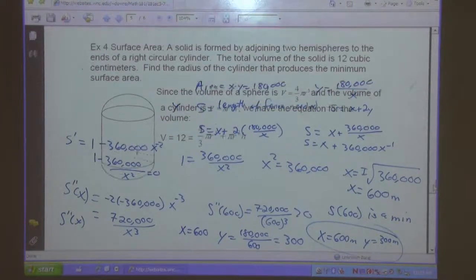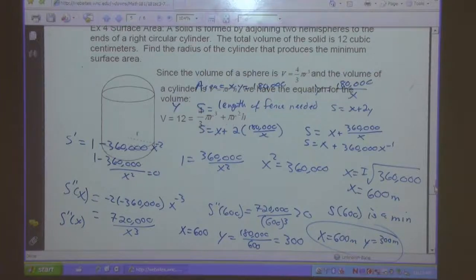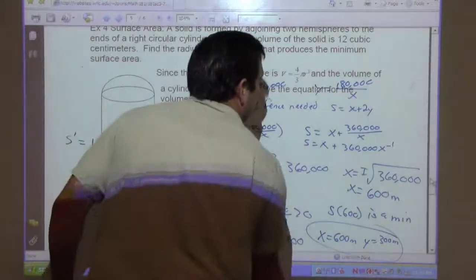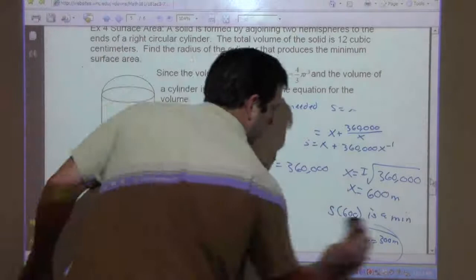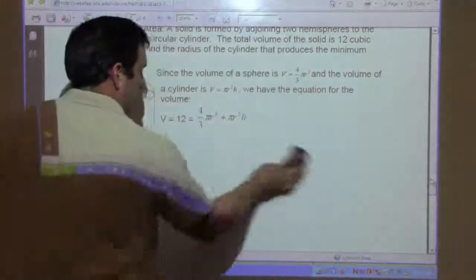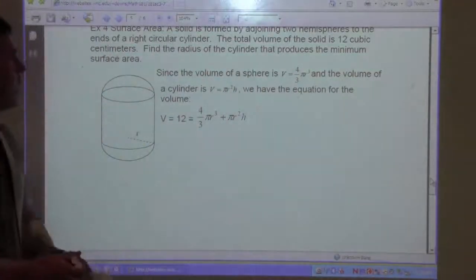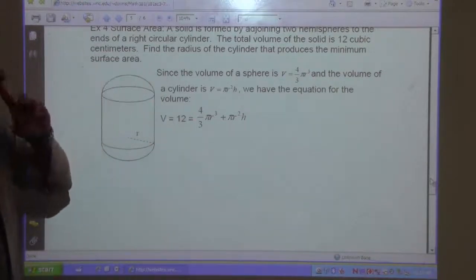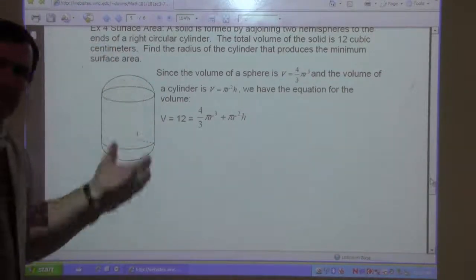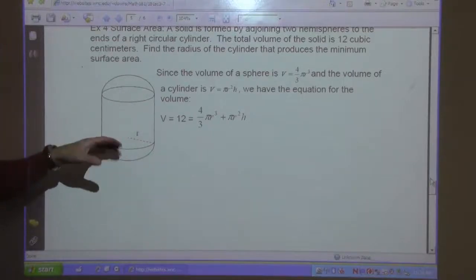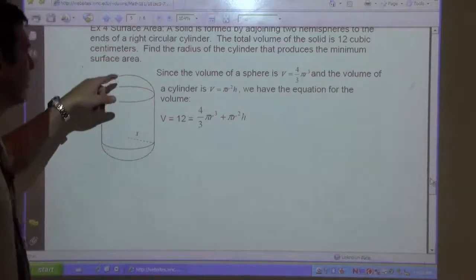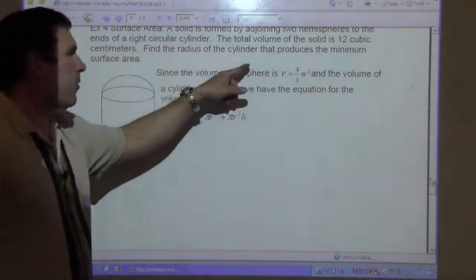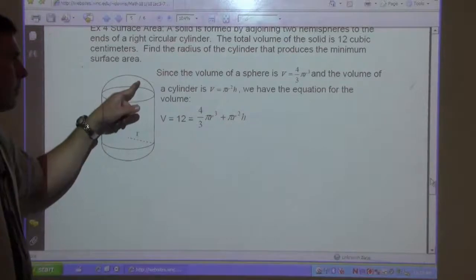Okay, the next one's going to take a little more space. We have a lot of formulas to work through. Surface area. A solid is formed by joining two hemispheres, so a hemisphere is half a sphere, to the ends of a right circular cylinder. The total volume of the solid is 12 cubic centimeters. Find the radius of the cylinder that provides the minimum surface area.